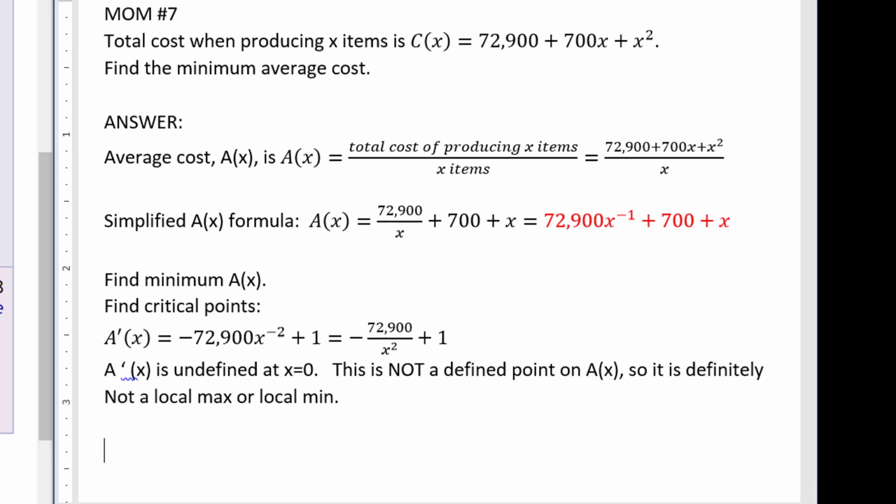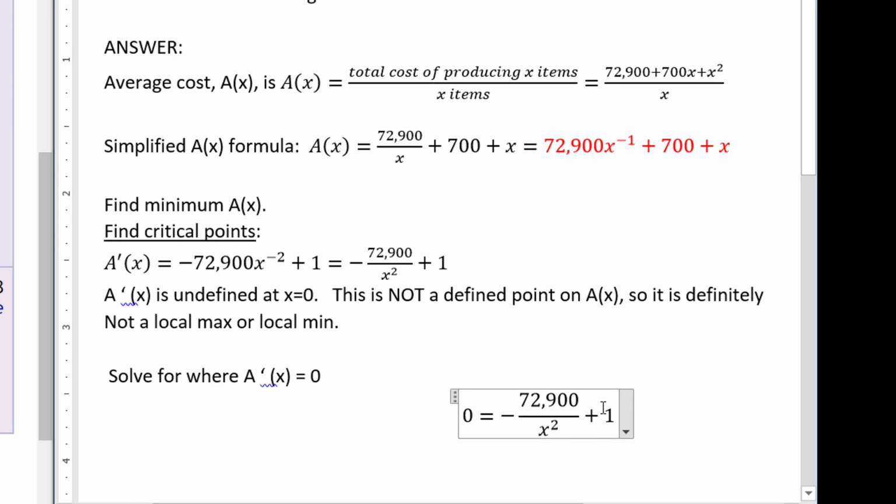All right, next. I'm still seeking critical points. We don't have any critical points of the variety A prime of x is undefined, but we might have critical points where A prime equals 0. So now I need to solve for where A prime of x equals 0. I'm going to set my A prime function equal to 0. You could put this function in Excel and use Solver to find when it equals 0, or alternatively, if you want to solve this problem by hand, it's actually not too difficult.